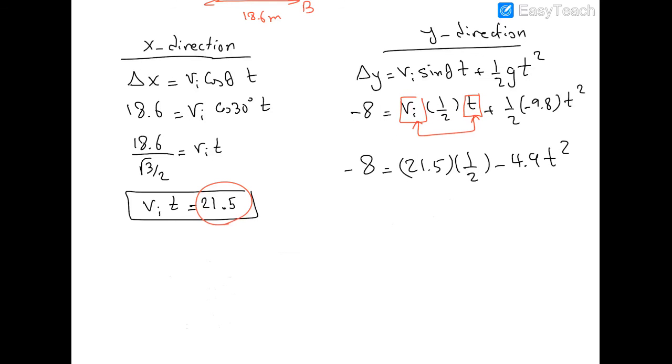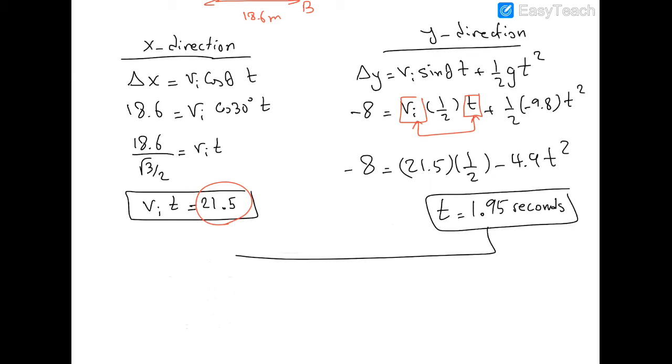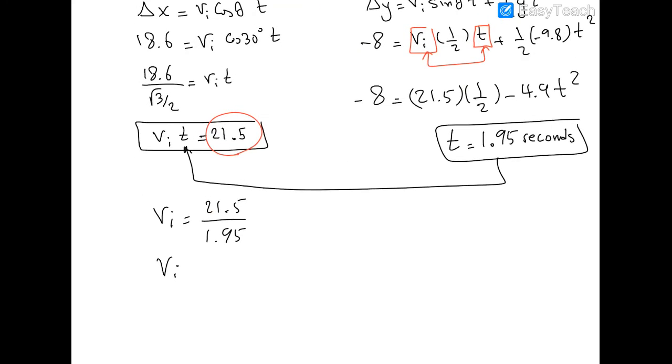Now I have to solve for t, and if I do the math here, at the end I should get 1.95 seconds. So as you guys know, I can replace this t and put it in this equation to find VI. So VI is 21.5 divided by t, which is 1.95. And this should give me, if you actually use your calculator, around 11 meters per second. Okay, so now I'm going to show you if my calculations are correct.